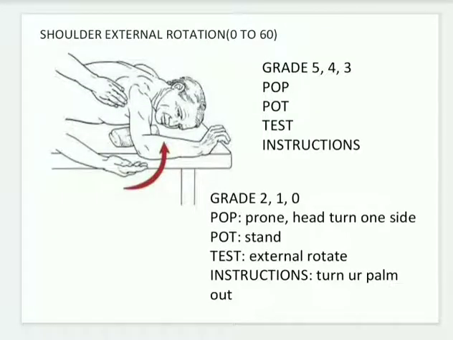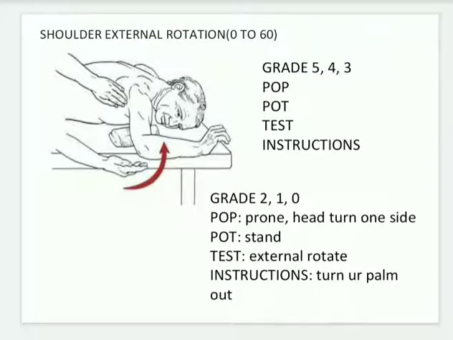When coming into external rotation, 0 to 60 degrees, the grades 5-4-3: position of patient is prone, and you can see the head is turned to one side, placing a towel at the arm side. The therapist is in standing, giving resistance at the wrist. The testing is that the patient will move the forearm upward through rotation, 0 to 60 degrees.